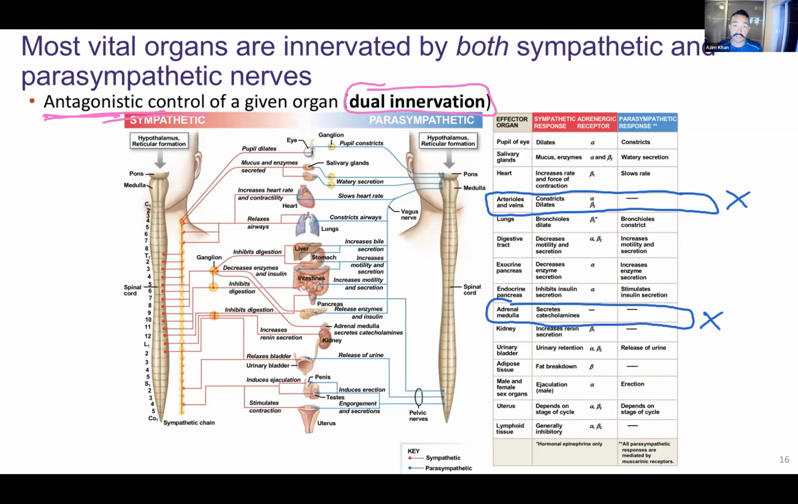Blood vessels are only controlled by the sympathetic nervous system. So the size of your blood vessels, because there's smooth muscle lining the walls of your blood vessels. And then the adrenal medulla is only controlled by the sympathetic nervous system. Parasympathetic does not control epinephrine release.